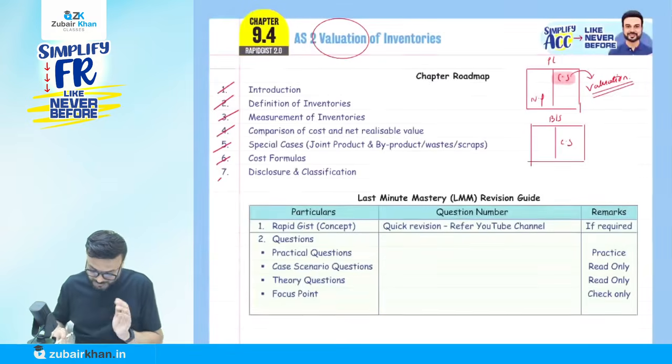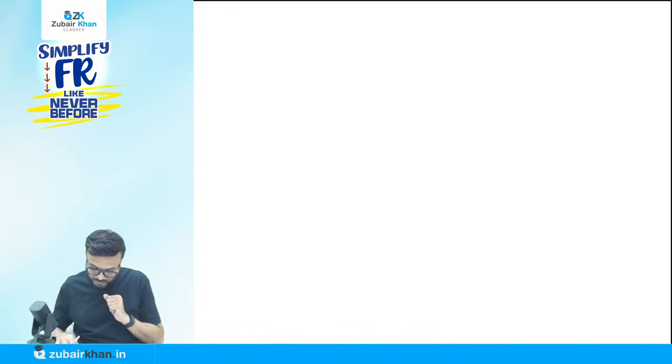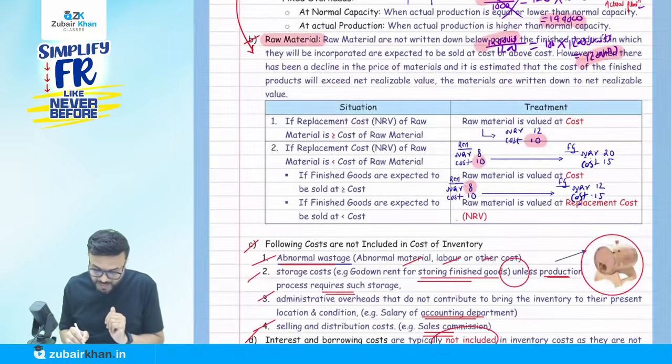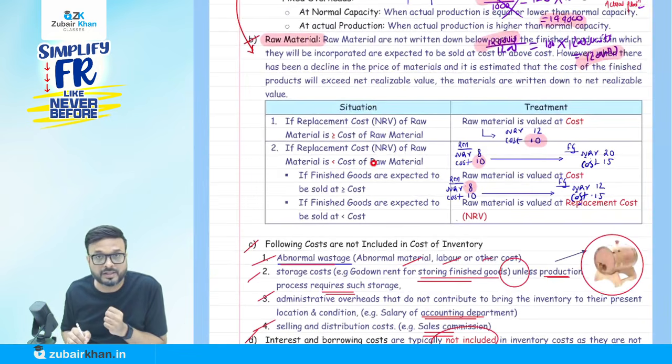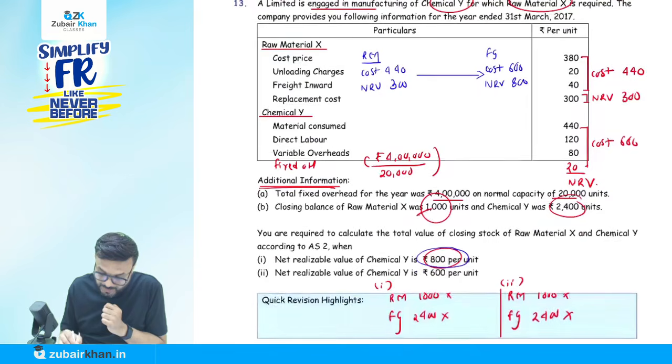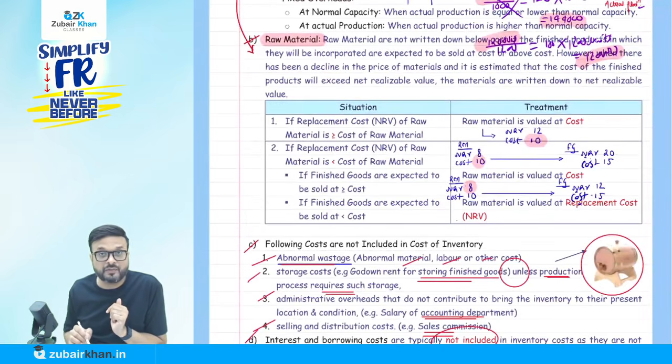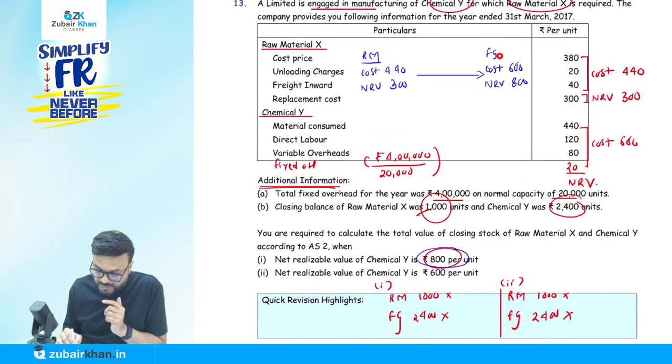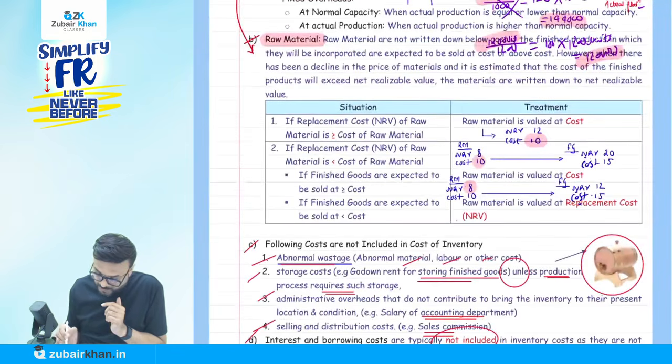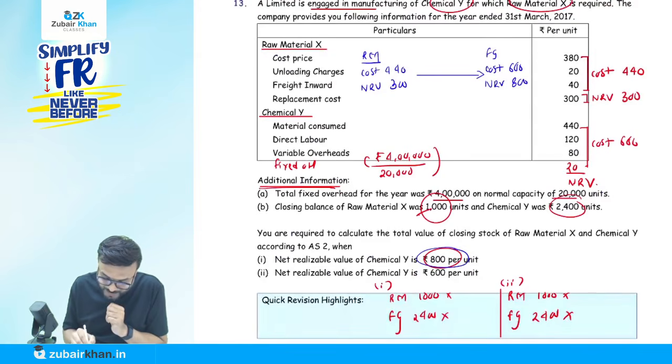Now again go to this slide. These notes say that if the NRV of the raw material is lower than the cost, yes, my NRV is lower than the cost of raw material. Then we have to see if finished goods are expected to be sold at or more than the cost. Yes, my finished good is expected to be sold at 800, which is more than their cost. So here valuation should be done at what? Cost.